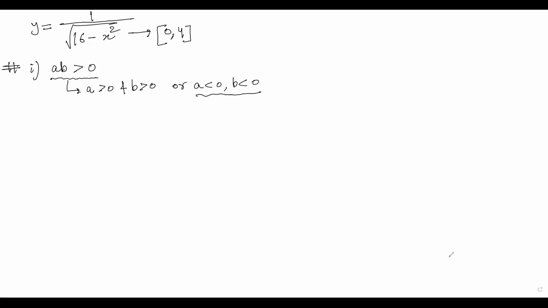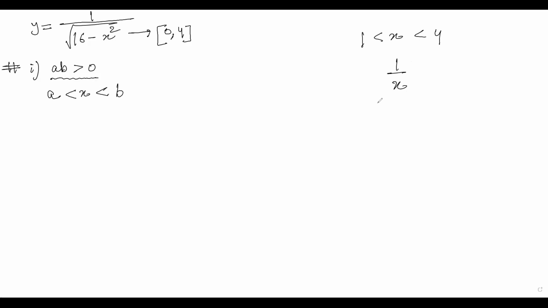So whenever we say that AB greater than 0, we just want to tell that the signs of both of these values must be the same. Either they must be positive or they must be negative, right? So when AB greater than 0, we have these two limits that x is in between A to B. Let's take a case like x is from 1 to 4. Now we want to find out what values 1 upon x can take.